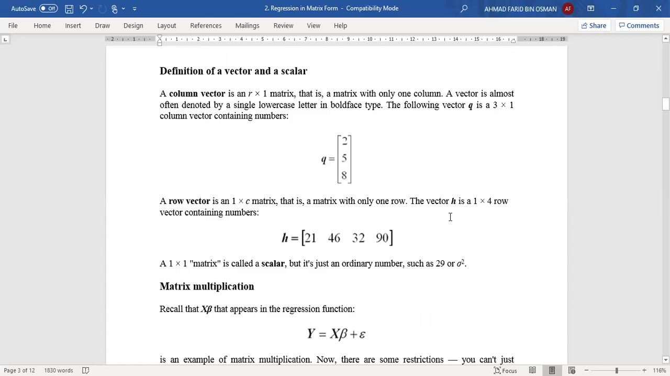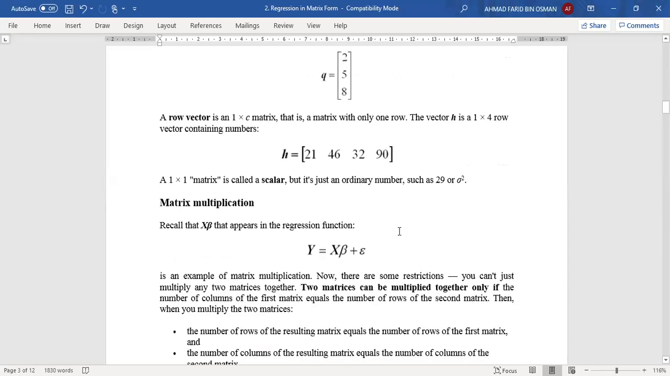And then the dimension of a vector and a scalar. A column vector is an r times 1 matrix, so it only has one column. A row vector is 1 times c, so it has only one row. A scalar is 1 times 1, with only one value.